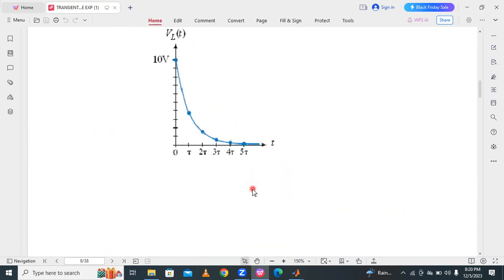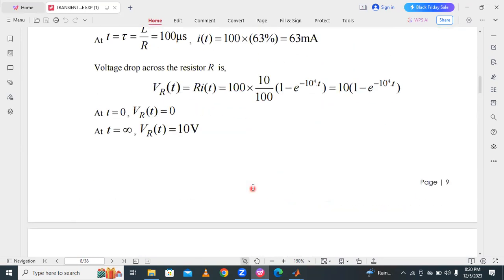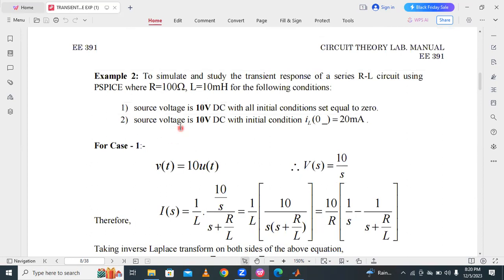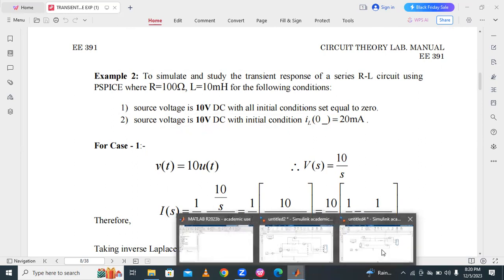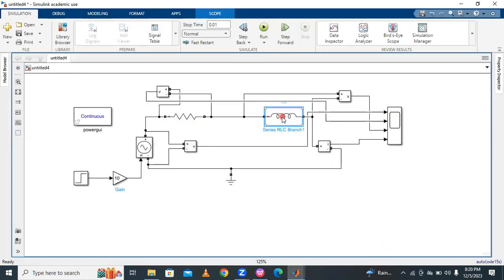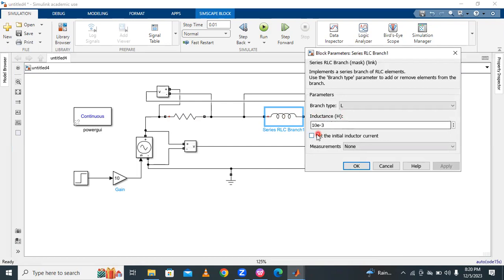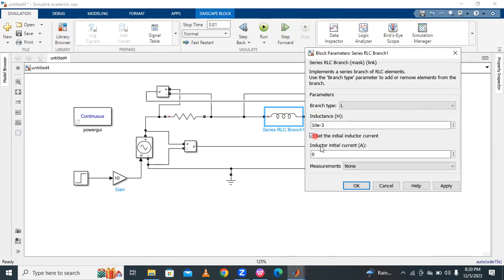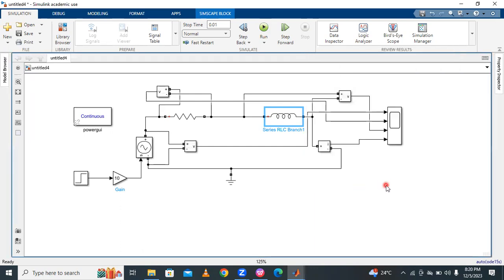Then that can be understood by using MATLAB Simulink. Case 2: what is case 2 here? Same source voltage equal to 10 volts, and with initial conditions, IL of 0 minus is 20 milliamps. Then open the inductor and set the initial inductor current to 20 milliamps, which is 20 into 10 to the power of minus 3. Then apply, and then simulate, and then open.